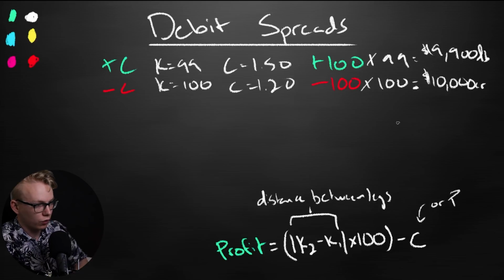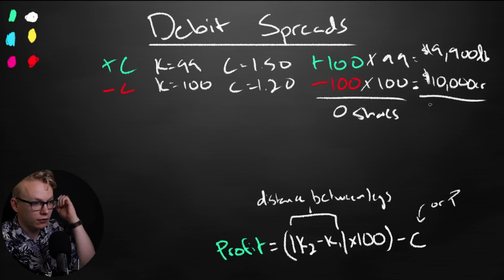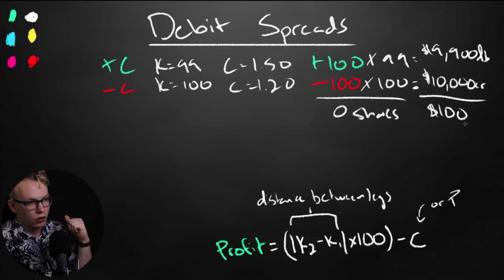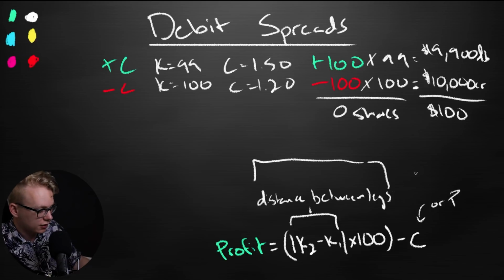And now what's going to end up happening is we have 0 shares, our position is closed, and the net credit we received is $100. All that math that we've just done basically explains the distance between legs times 100. Distance between legs is 1 point, times 100 is 100. So we've done this part of the formula, this whole section right here.